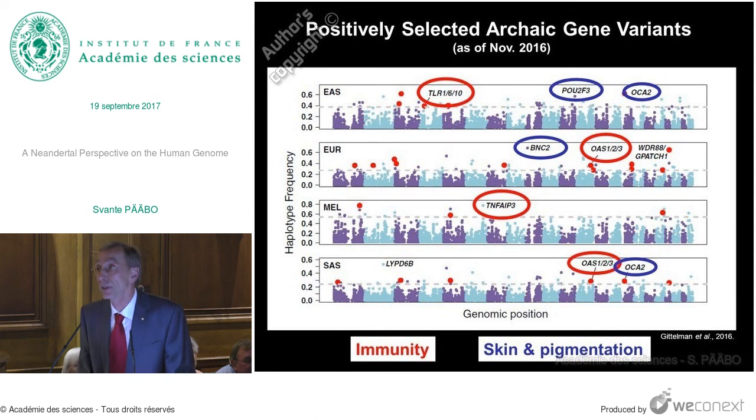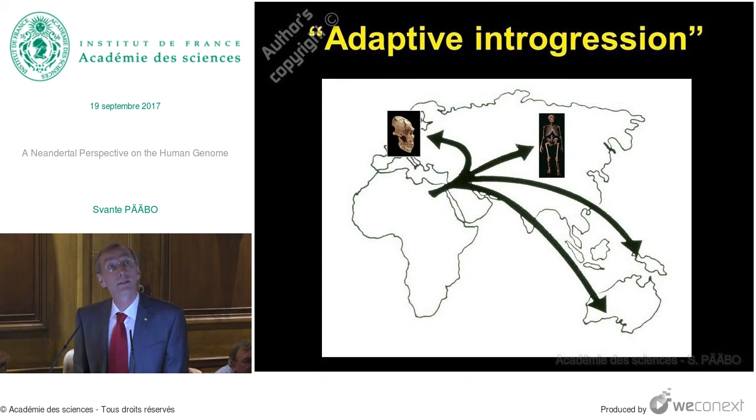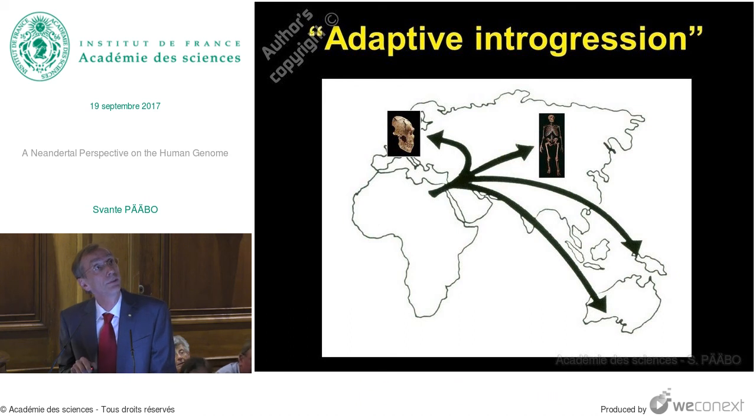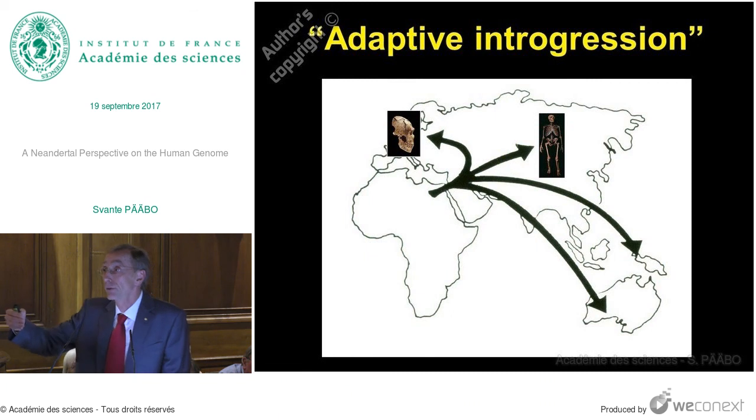So Josh Akey's group have recently made a review of things that seem to have been positively selected in human ancestors and come from Neanderthals. Many of these variants have to do with immunity and also with skin and pigmentation. But we should not forget, so there's an idea coming that these modern humans come out of Africa, meet these other groups that lived for hundreds of thousands of years in Eurasia, have genetic adaptations to the environment there. They pick up some such variants that then help modern humans to get along better. So it's something we would call adaptive introgression.